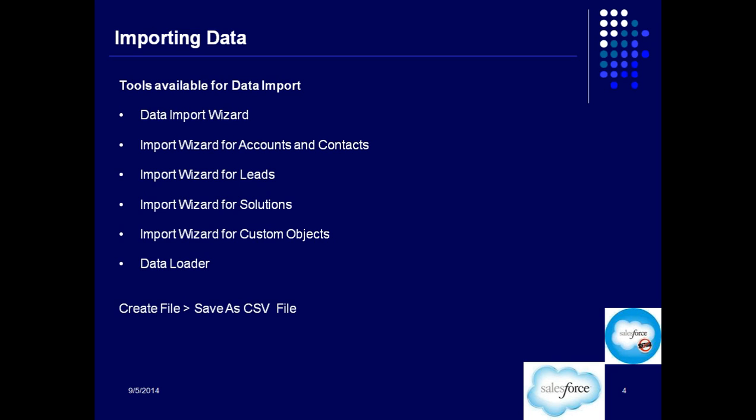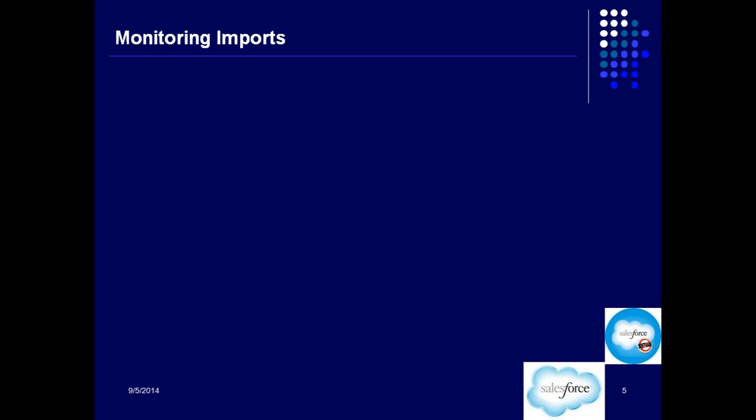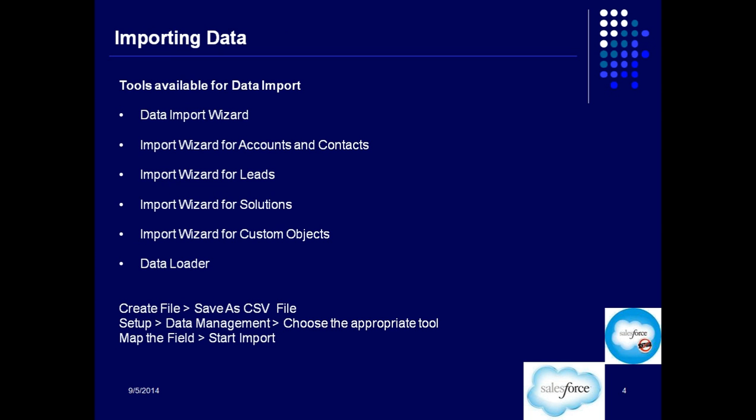So first thing you have to do is create the file, save as CSV, go to setup data management, choose the appropriate tool which you want to use, and then map the file fields and start import. Okay, so let's do one small example to understand this.